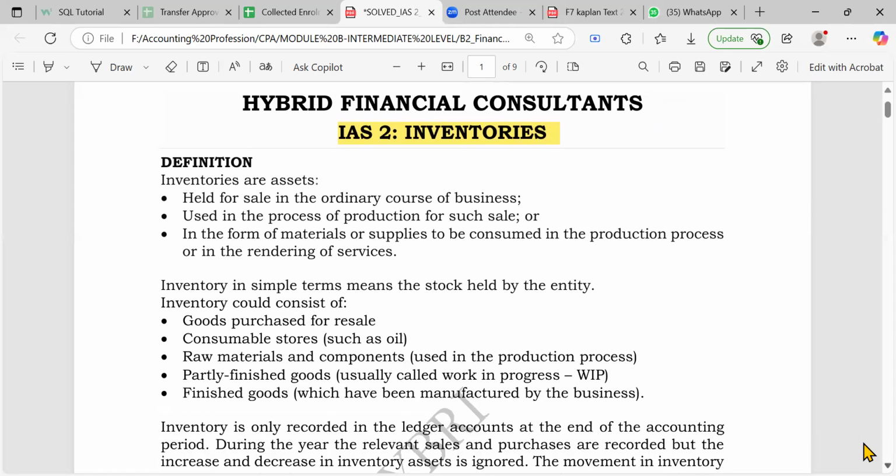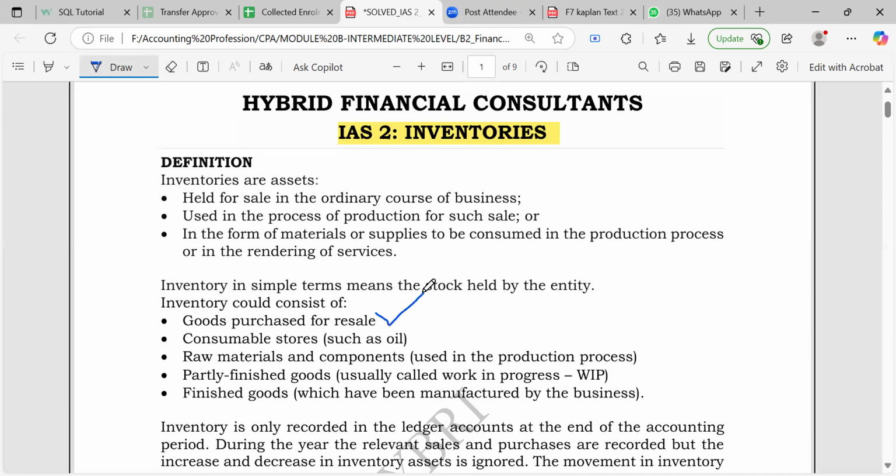I hope you know what inventory is. Inventory can be in different forms, three different forms. It could be something that is complete, a finished good, for example goods purchased for resale. This is just an example. Goods purchased for resale is an example of finished goods inventory, but it could also be work in progress. Maybe you're manufacturing something and at the end of the period it is yet to be completed, so you say it is work in progress, WIP.